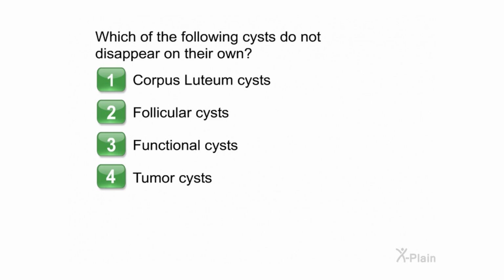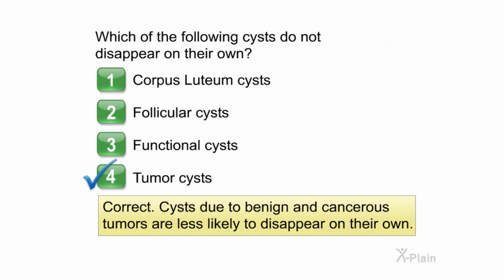Which of the following cysts do not disappear on their own? Choose one of the following options. 1. Corpus luteum cysts. 2. Follicular cysts. 3. Functional cysts. 4. Tumor cysts. Correct. Cysts due to benign and cancerous tumors are less likely to disappear on their own.